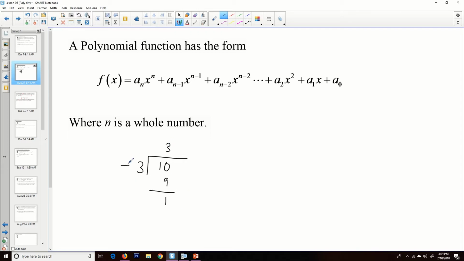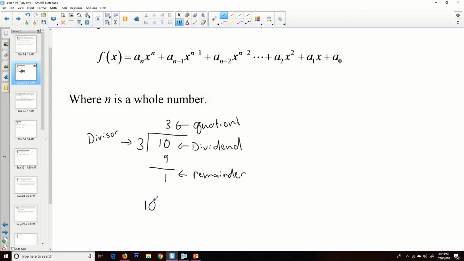And so right here we have the divisor, the dividend, and the quotient, and the remainder. And from this, we can say that 10 is equal to 3 times 3 plus 1. And so 3 times 3 plus 1 gives us the original 10.